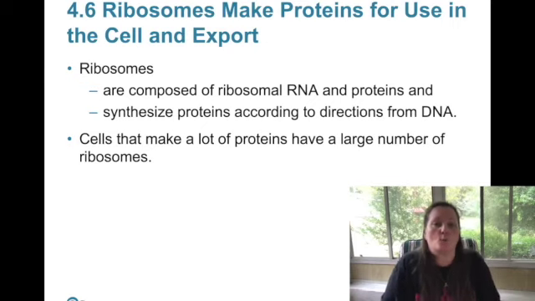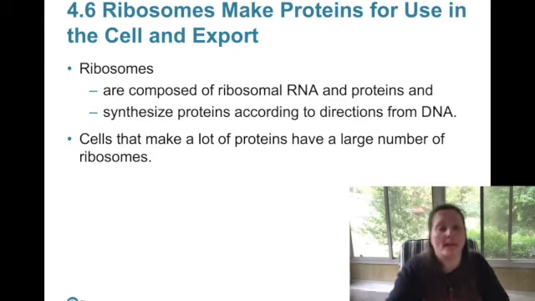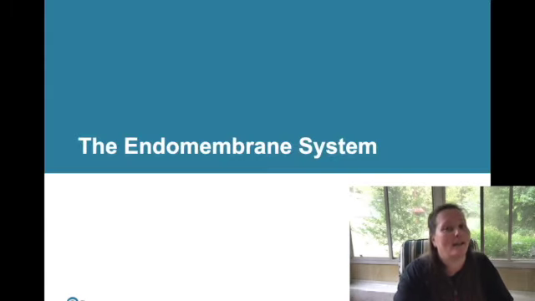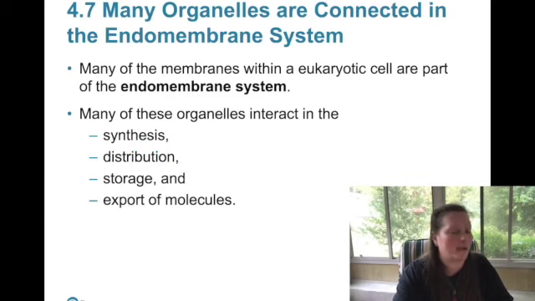But anyway, ribosomes. These are composed of ribosomal RNA and proteins. They synthesize, which means they make proteins according to the directions from the DNA. Cells that make a lot of proteins have a large number of ribosomes because the ribosomes are what's helping make the protein. And that brings us to the endomembrane system, because when we talk about the endoplasmic reticulum, we have to have heard about ribosomes first. So that was a good order.